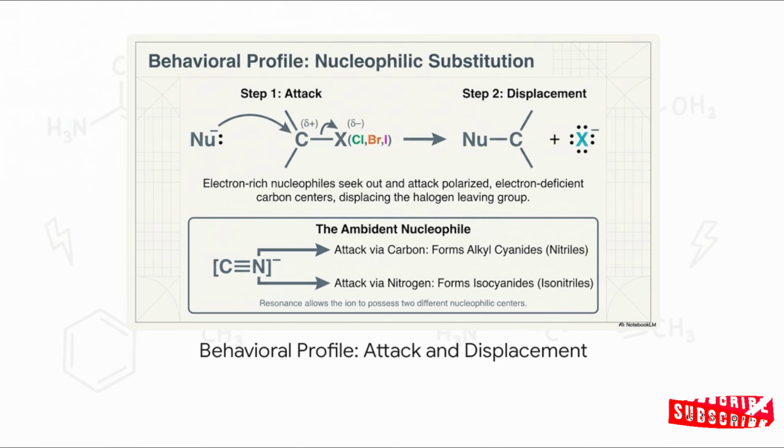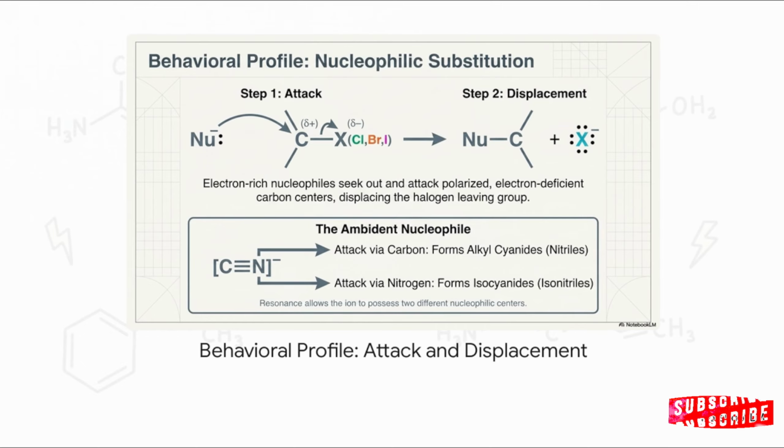An electron-rich nucleophile, seeking out that polarized, positive-leaning carbon center we talked about earlier, attacks the carbon. And in doing so, it forces the halogen, which acts as our leaving group, to be displaced, taking its electrons with it. And here's a quick pro tip for your exams. Always watch out for the ambident nucleophile, like the cyanide ion.